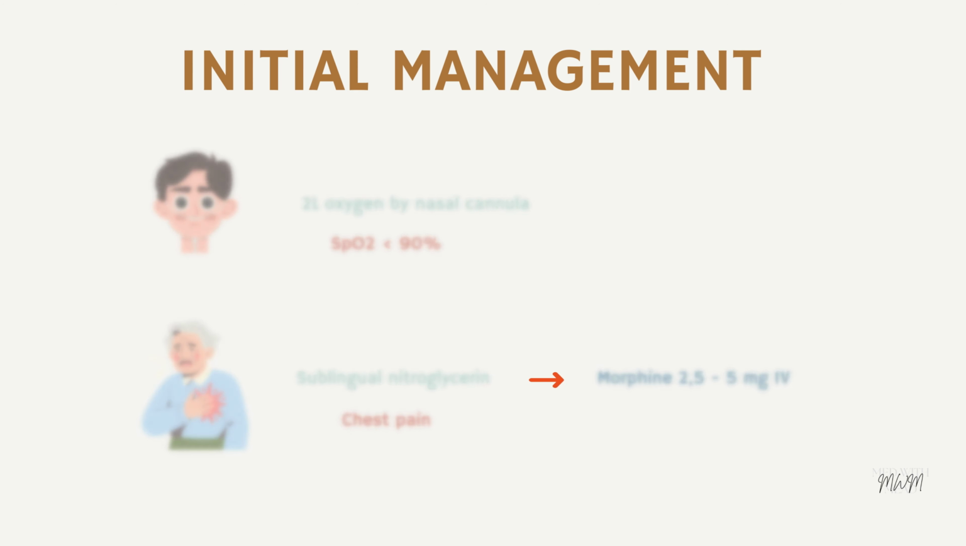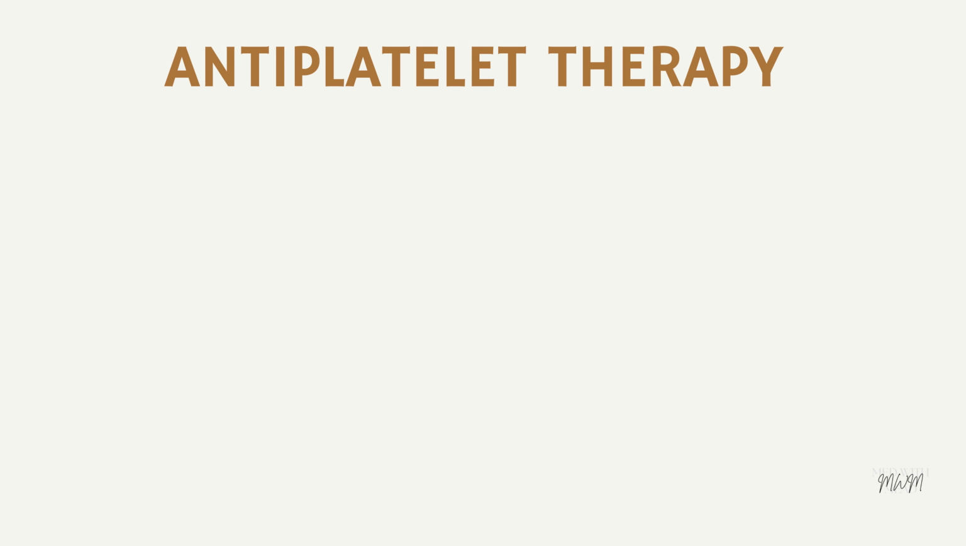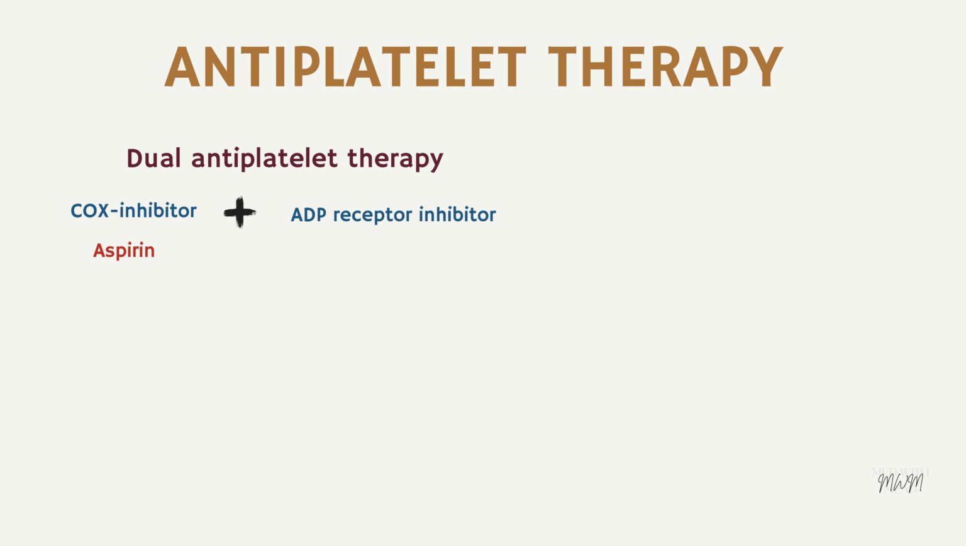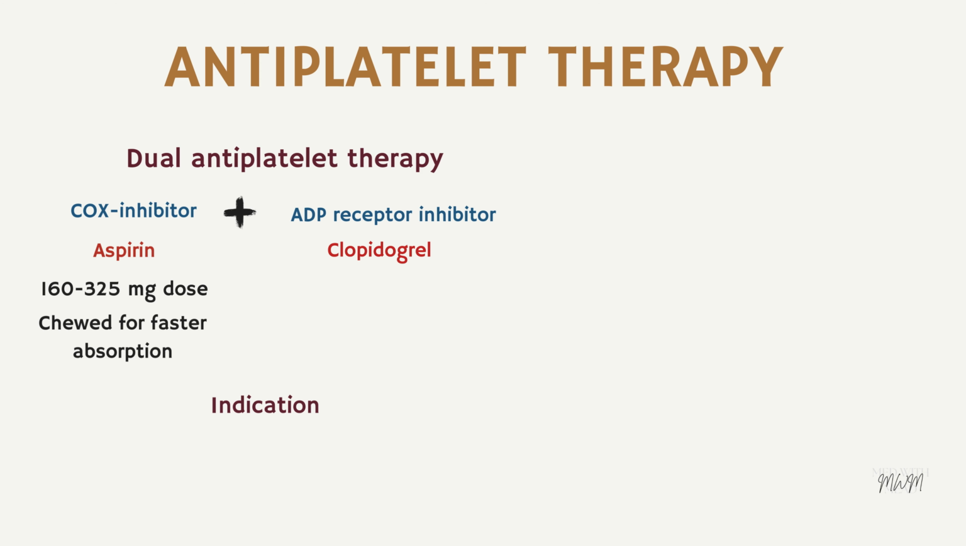Dual antiplatelet therapy is started as soon as possible with aspirin and an ADP receptor inhibitor. Aspirin is given at a dose of 160 to 325 milligram orally and is chewed for faster absorption. And clopidogrel is used as the ADP receptor inhibitor. This applies for both STEMI and NSTEMI, regardless of whether the patient is undergoing PCI or not.